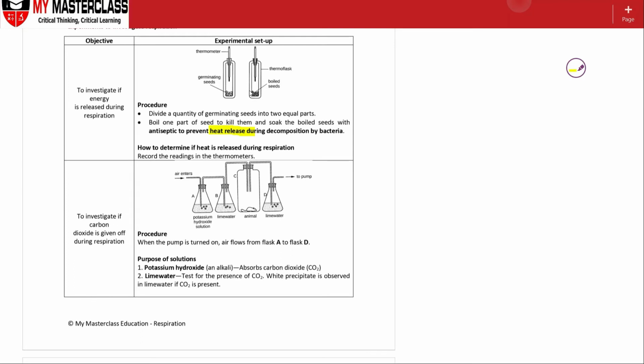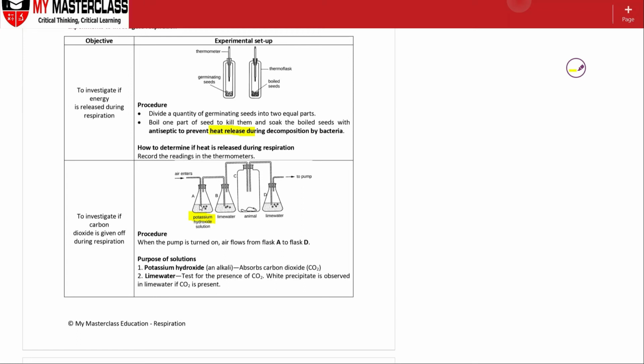simply because there are not any sugars. So the next one is to investigate whether carbon dioxide is given off during respiration. We have potassium hydroxide here. Potassium hydroxide will take in the carbon dioxide gas from the atmosphere. This is to prevent any additional carbon dioxide from going into the animal itself, because we want to investigate whether carbon dioxide is given off. So definitely you cannot afford to have carbon dioxide from atmospheric air, the surrounding air, in this flask.